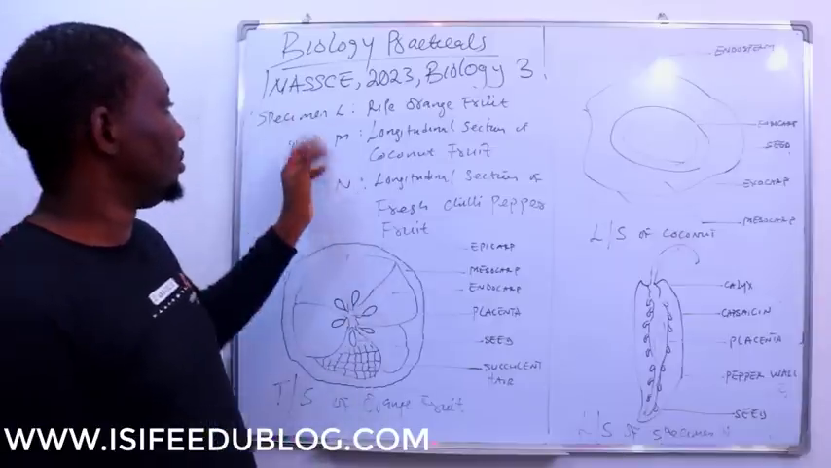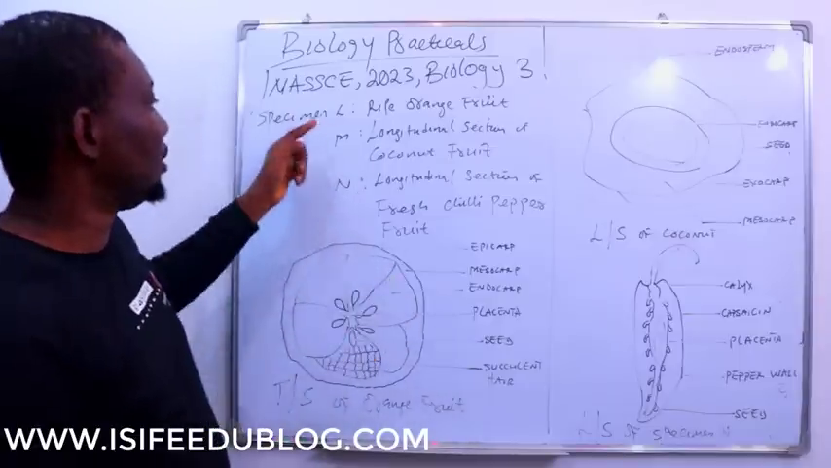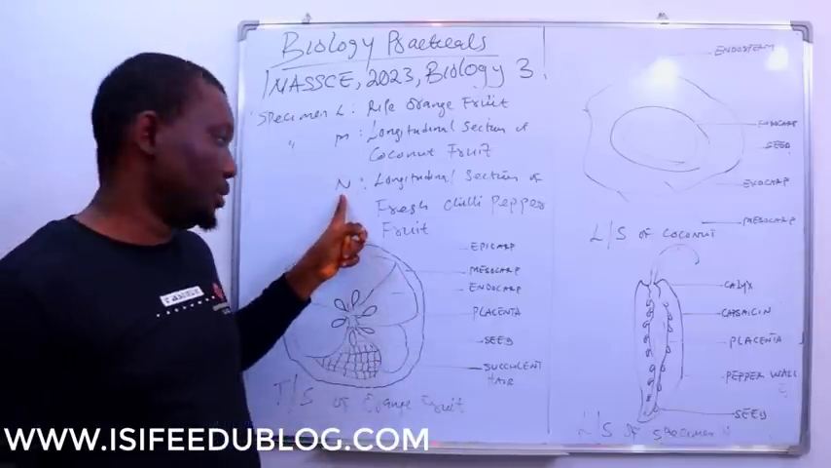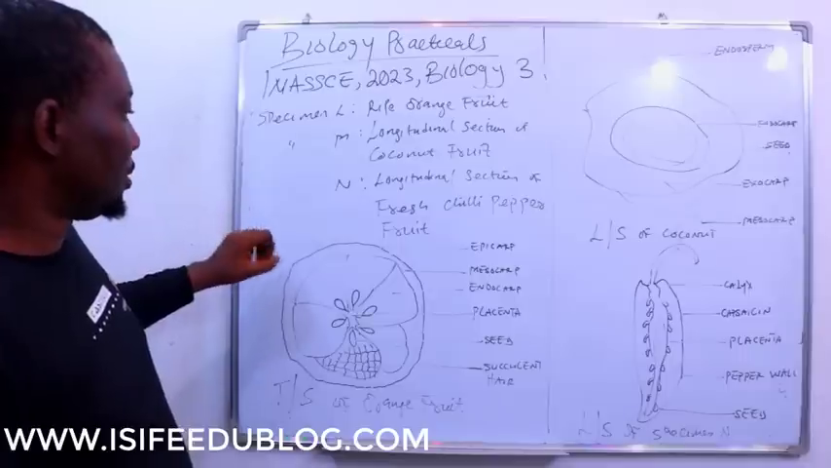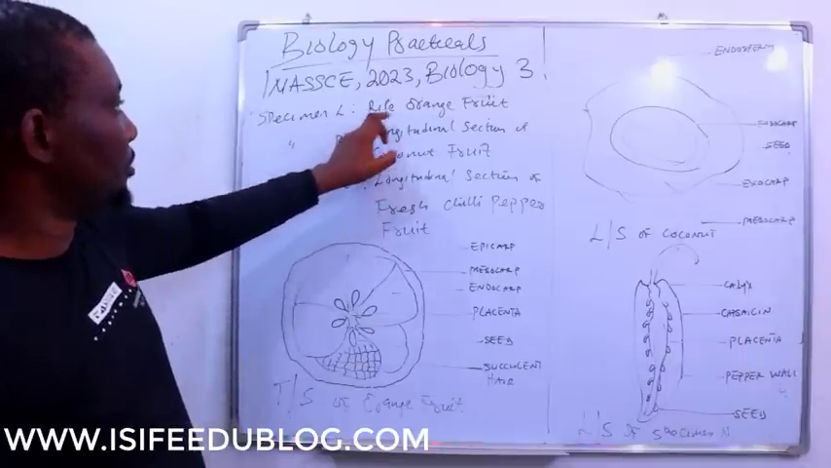The last part of the specimens is L, M, N, since this is where the specimens end. So let's wrap it up with this. So we have specimen L, ripe orange fruit.